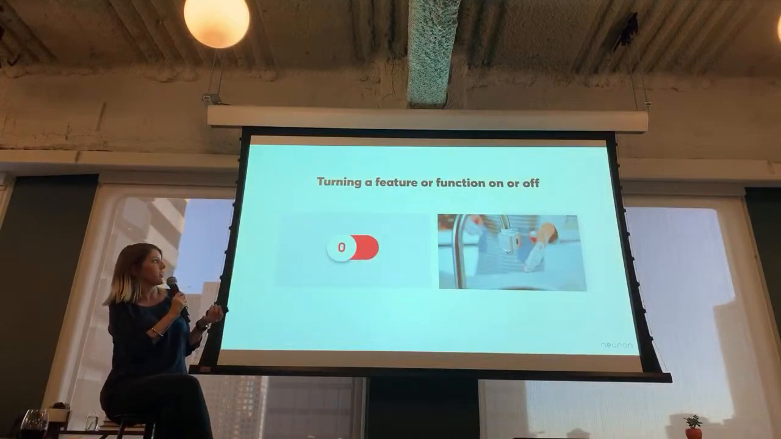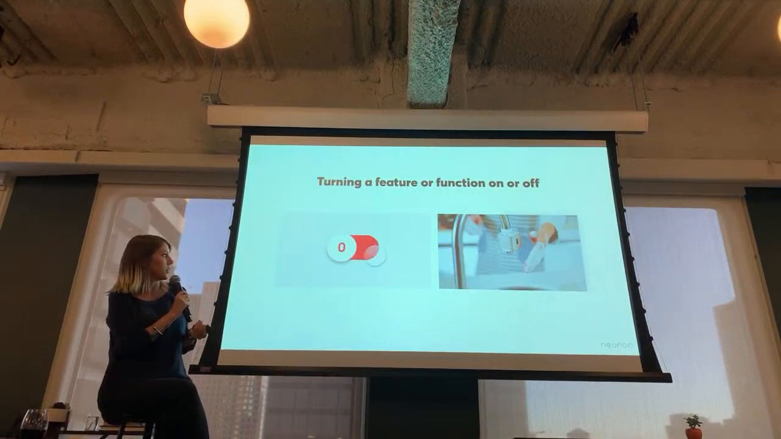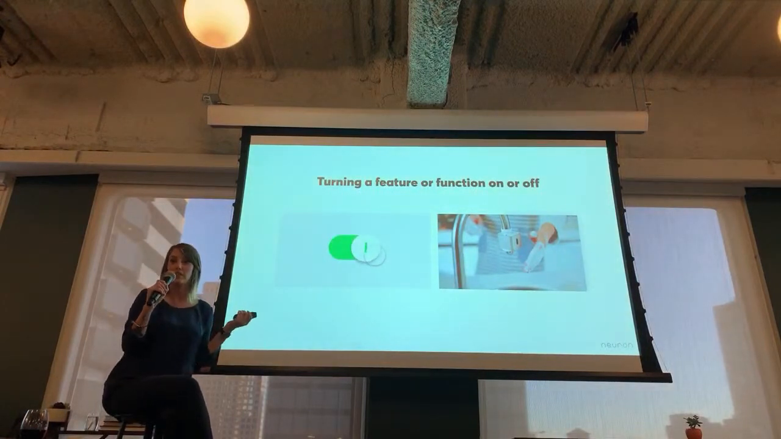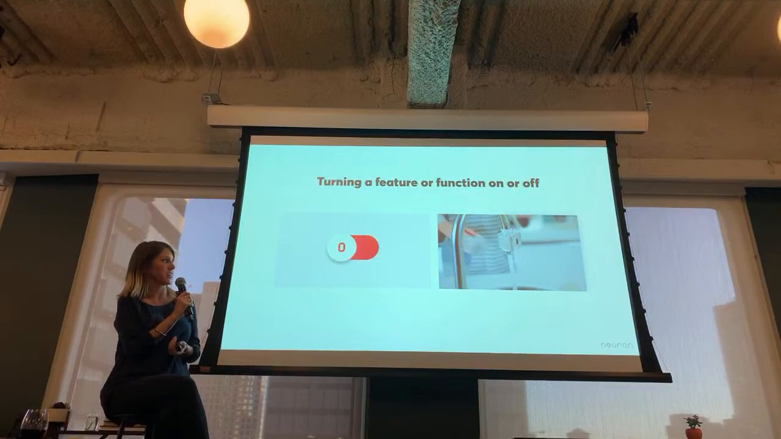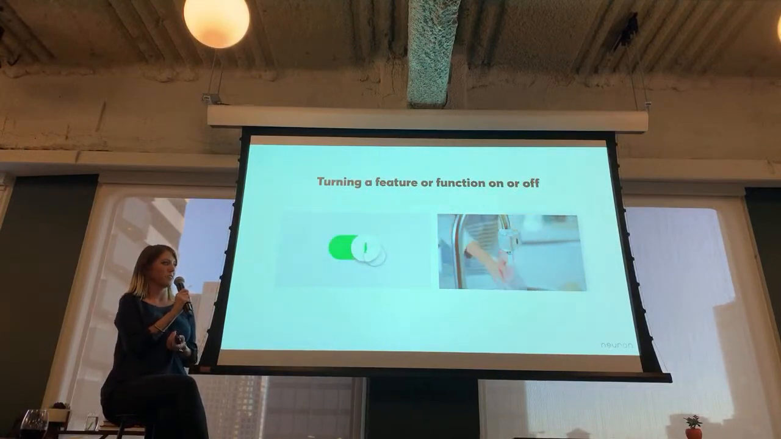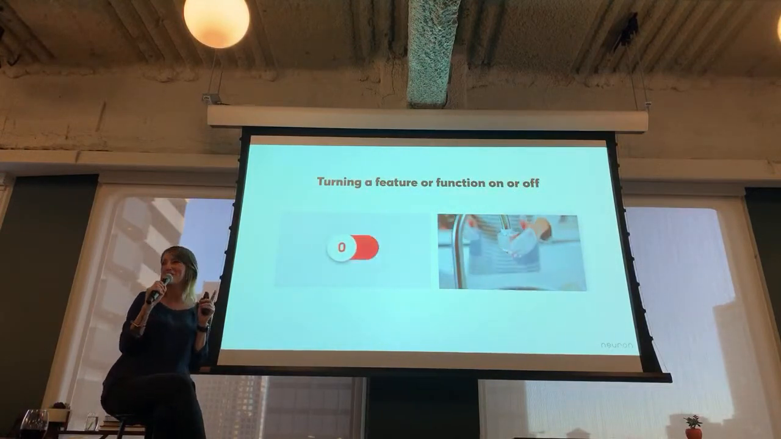All right, and then we have turning a feature or function on or off. So turning a setting on or off, I want to receive notifications or I don't. Or in this example, turning the water on and off, something we do every day at WeWork. Everything's automatic here.